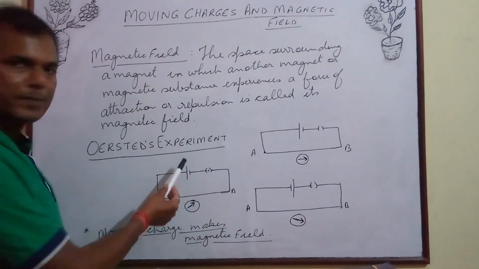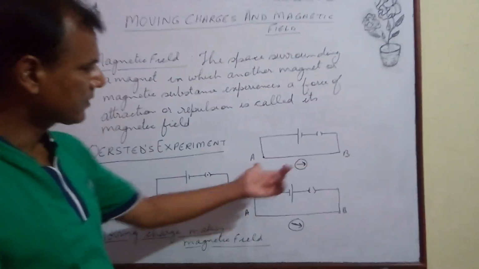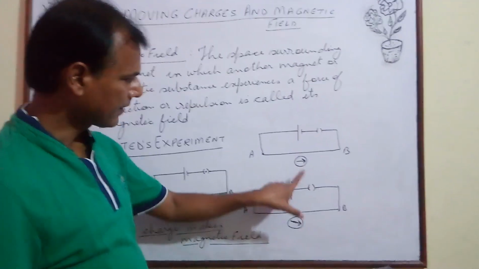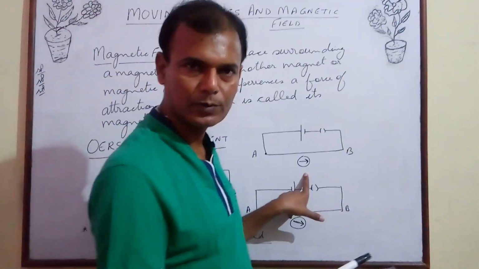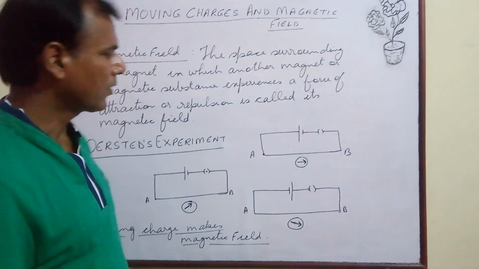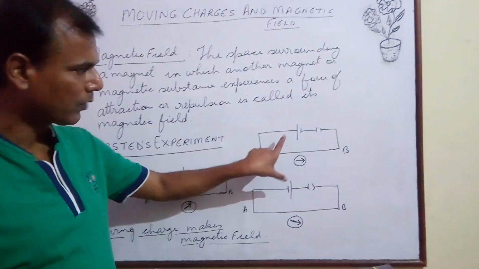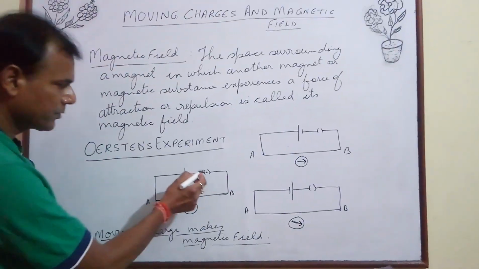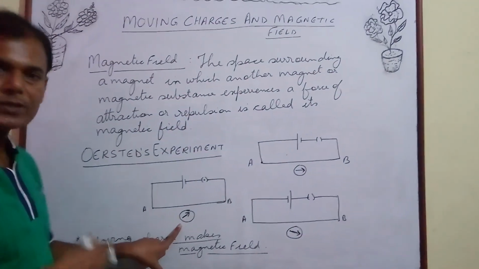Now, Oersted's experiment. In this experiment, there is a small circuit diagram. AB is a wire, and this is your magnetic compass. It always points towards north and south. At present the switch is off, so no current is flowing, and it is pointing north and south. Now when we switch on the circuit, the magnetic compass shows deflection.